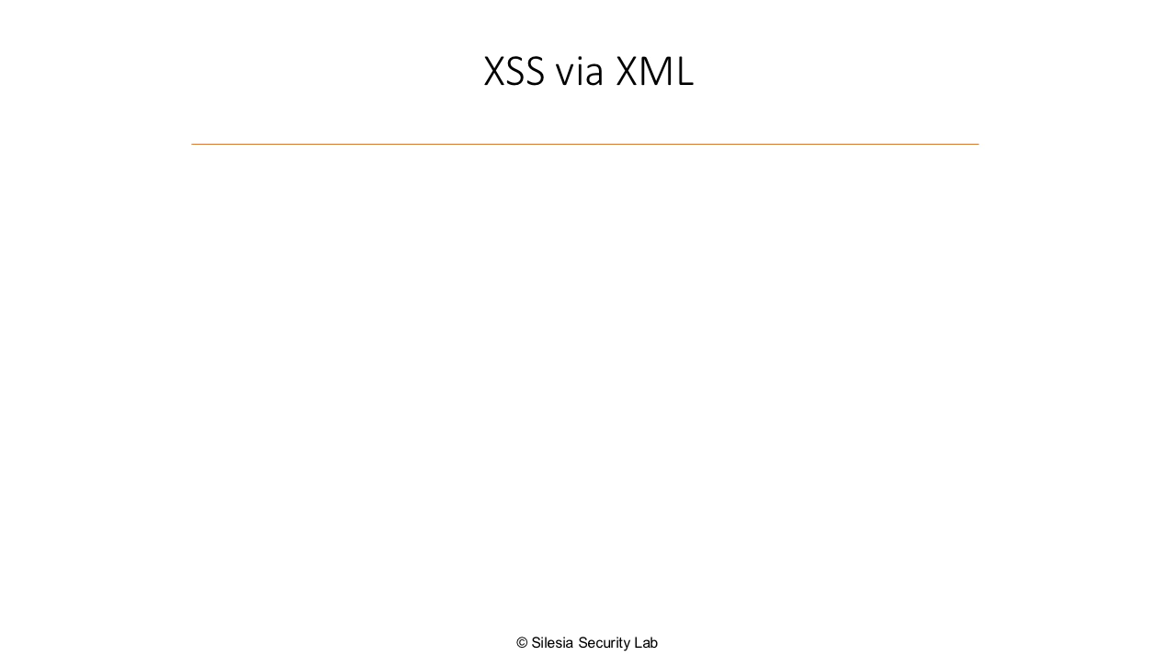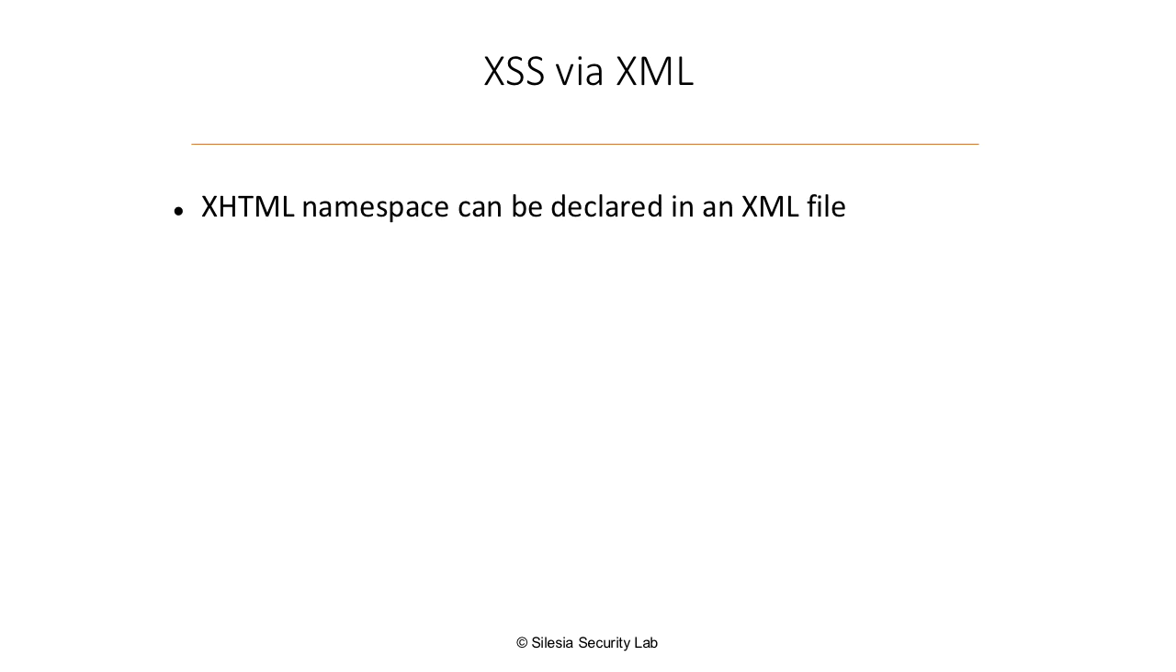It's time to discuss the first attack in this course, XSS via XML. Let's start. When you create an XML file, then you can declare the so-called namespace in this file. And the exemplary namespace is XHTML. This is the legitimate part of XML.